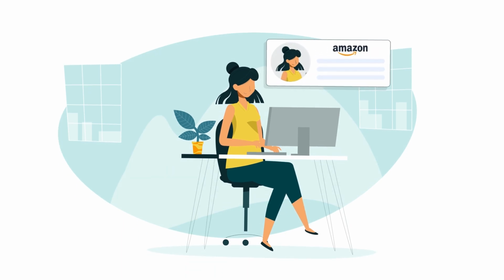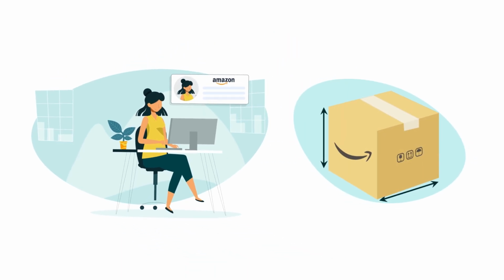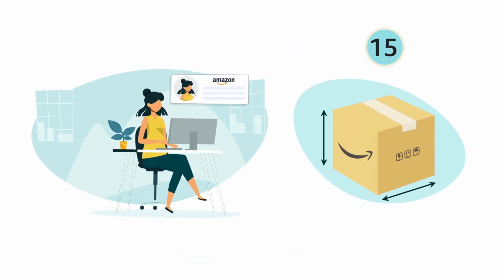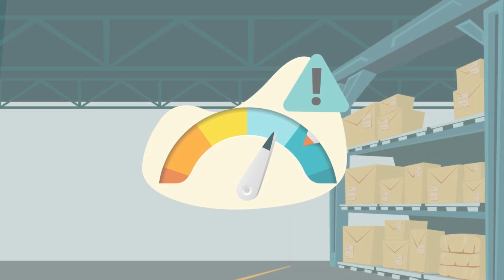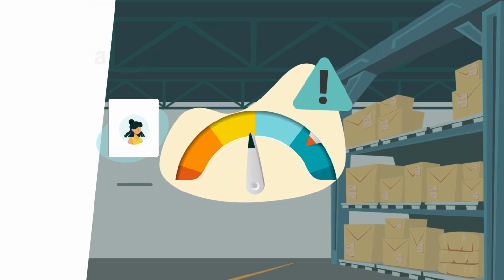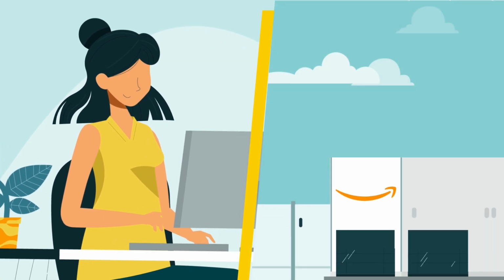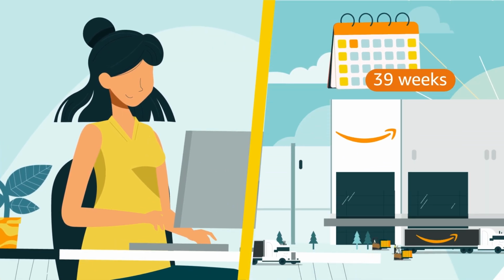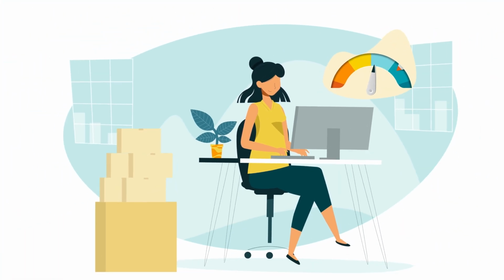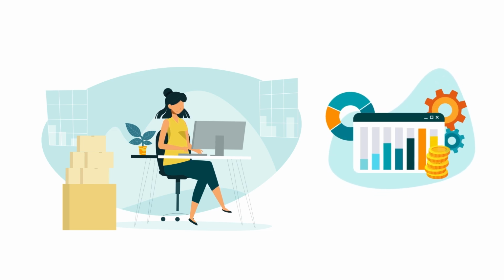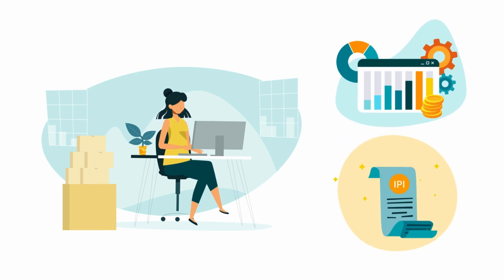If you have an individual selling account, the capacity limit is 15 cubic feet, which will remain the same. You have no capacity limits if you have a new professional selling account. If you've been an active professional seller with FBA for more than 39 weeks, you'll receive capacity limits based on your Inventory Performance Index, or IPI score, and sales performance.